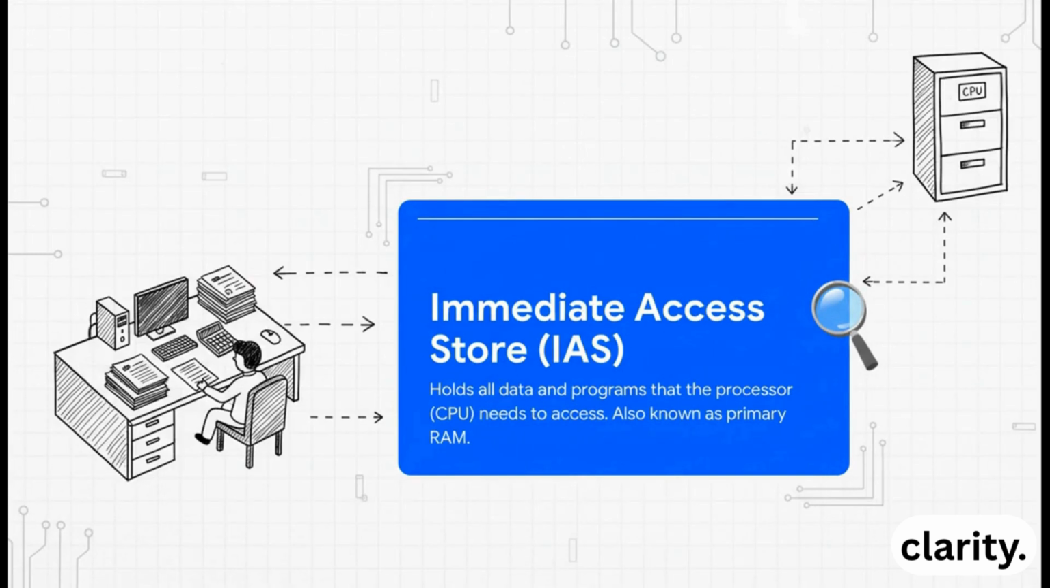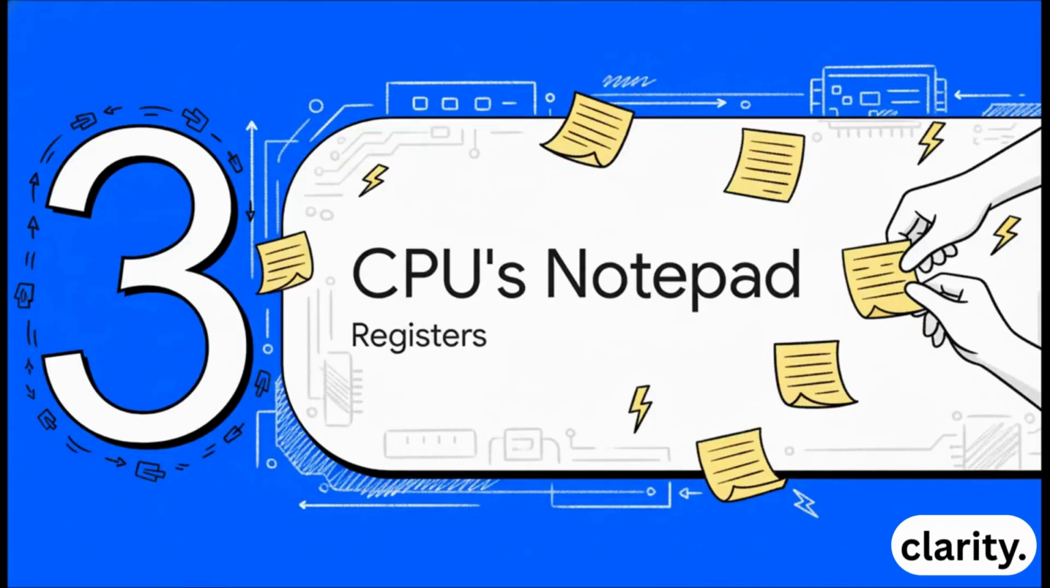So the manager and the calculator, they need a place to work, don't they? And that's the Immediate Access Store, or IAS, which you probably know better as RAM. Just think of it as the main work desk sitting right next to the CPU. It holds all the programs and data that the CPU is actively using right now, because grabbing something from this desk is insanely fast compared to, say, walking all the way over to the main file cabinet, which would be your hard drive.